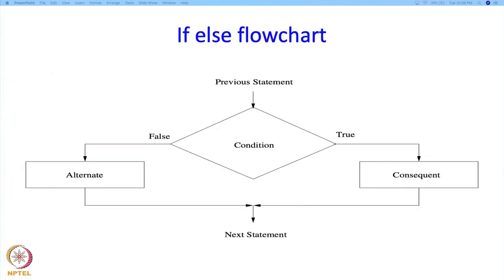So, here is if else as a flow chart. After executing the previous statement, before the if else statement, we enter the flowchart of the if else, and the action that we perform is we evaluate the condition. If the condition is true, we proceed out of this branch and then we execute the consequent. After executing the consequent, we go on to the next statement in the program. If the condition is false, we proceed out of this branch, we execute the alternate, and after that we go to the next statement.